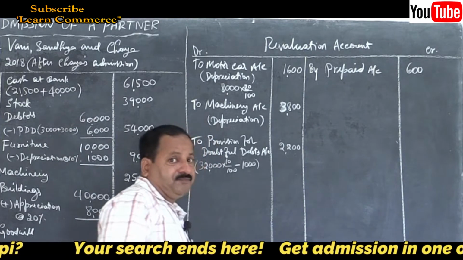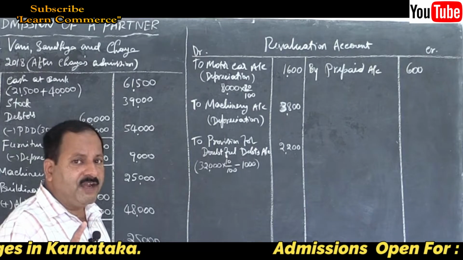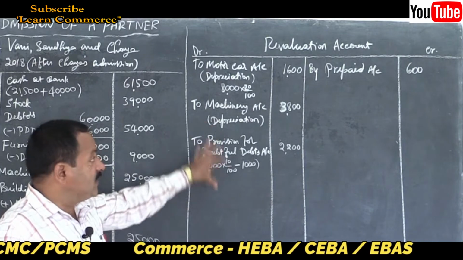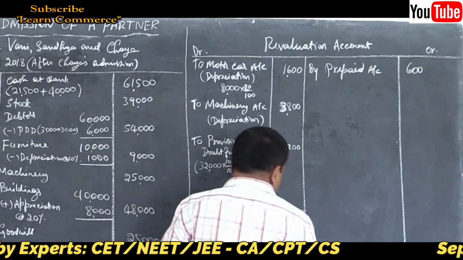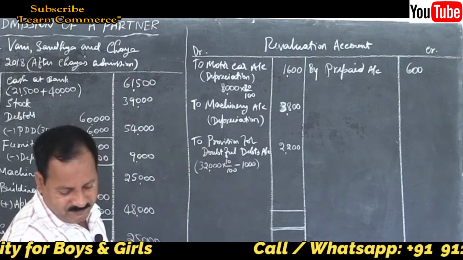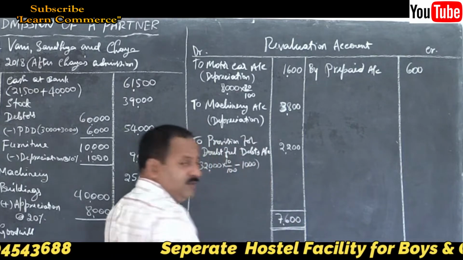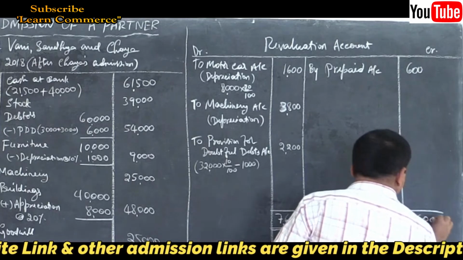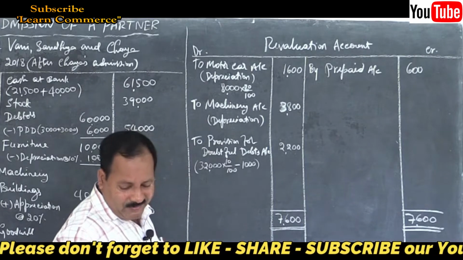Debit side is greater. That means there is a loss. Credit side total is lesser than the debit side total, that means expenses are more than the income. So there is a loss. Take the total of the debit side first, the higher side first. How much? It is 7,600. Write the same total on the other side, 7,600. What is the difference? 7,000 is the difference.